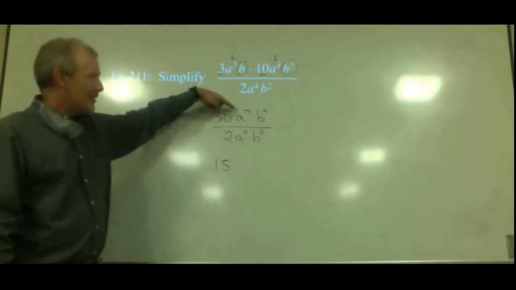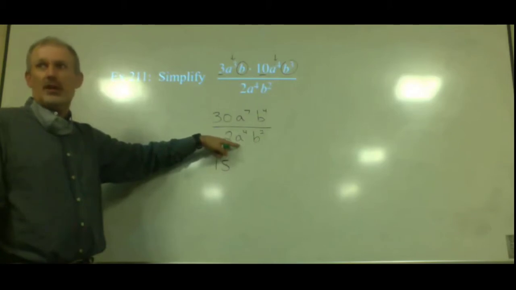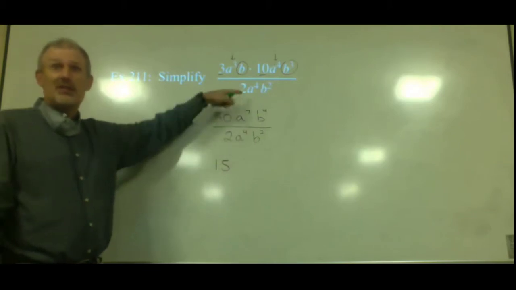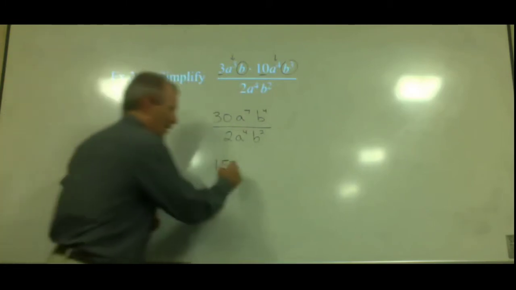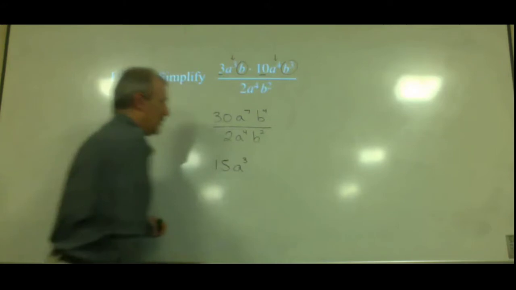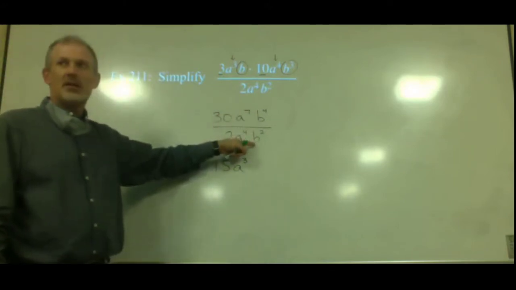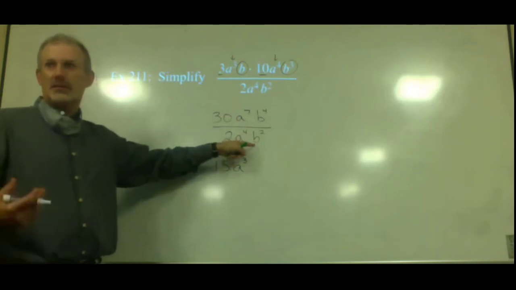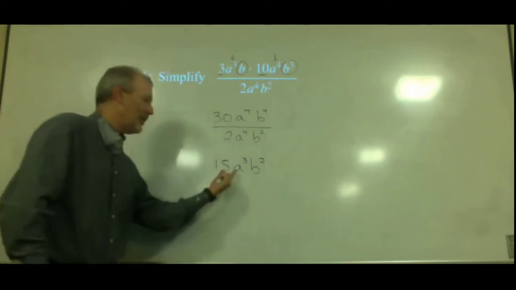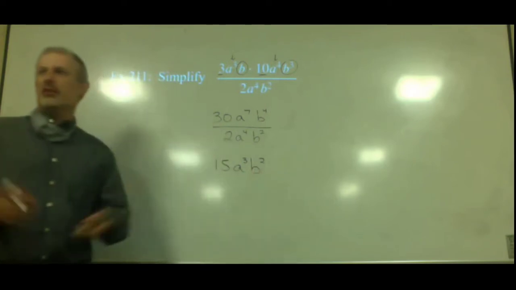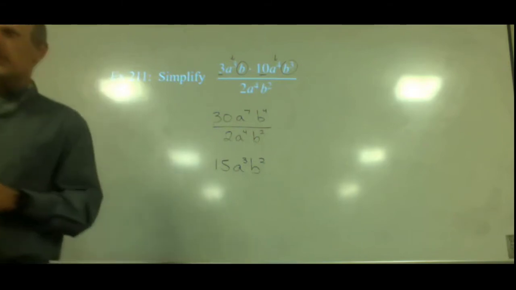A to the 7th divided by a to the 4th. A cubed, right? Because you had 7 of them on the top and 4 on the bottom. If you think about canceling, there's 3 left on the top. And then b to the 4th divided by b squared. B to the 2nd. And again, once you've only got one number and one of each variable, then you know you're done. So that's our answer, 15a cubed b squared.